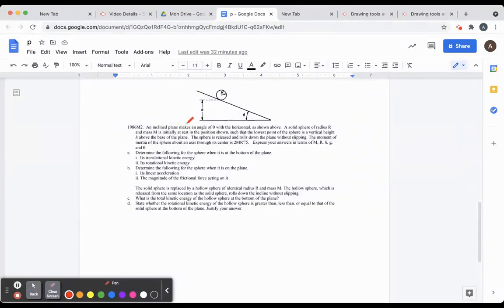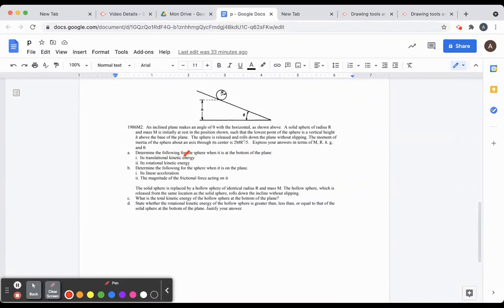So an inclined plane makes an angle theta with the horizontal as shown above. A solid sphere of radius r and mass m is initially at rest in the position shown, such that the lowest point of the sphere is a vertical height h above the base of the plane. The sphere is released and rolls down the plane without slipping. The moment of inertia of the sphere about an axis through its center is 2 mr squared over 5. Express your answers in terms of mass, radius, height, g, and theta. Determine the following for the sphere when it's at the bottom of the plane.